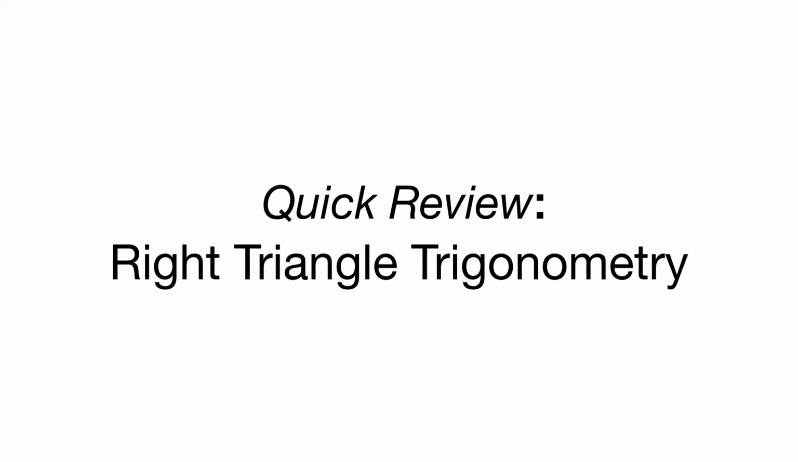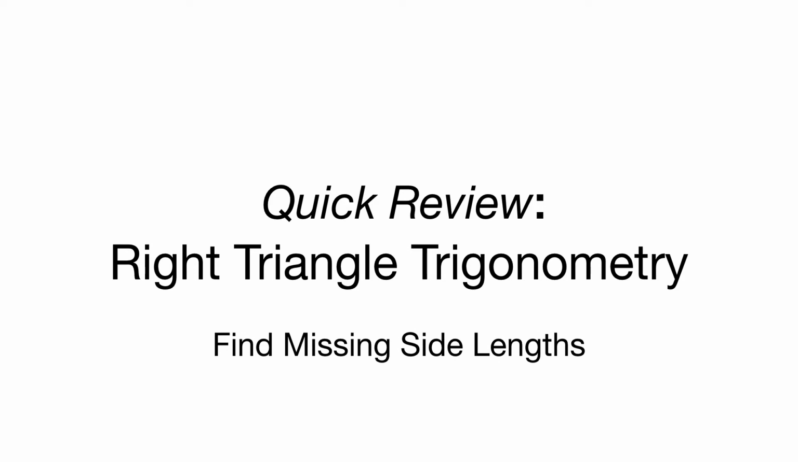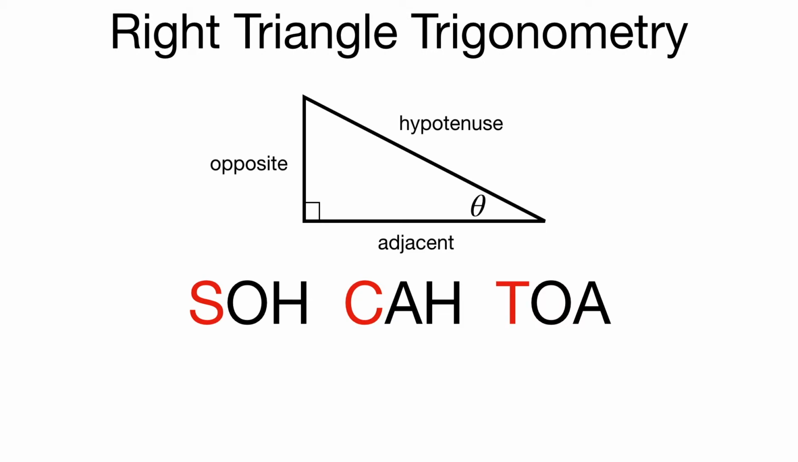This is a quick review of right triangle trigonometry. This video focuses on finding missing side lengths in a right triangle. We already know about SOHCAHTOA. Sine is opposite over hypotenuse, cosine is adjacent over hypotenuse, and tangent is opposite over adjacent. If you need a little refresher on this, I would recommend watching the video on right triangle trigonometry ratios that I have made. Now we're going to use these ratios to find unknown sides in a right triangle.